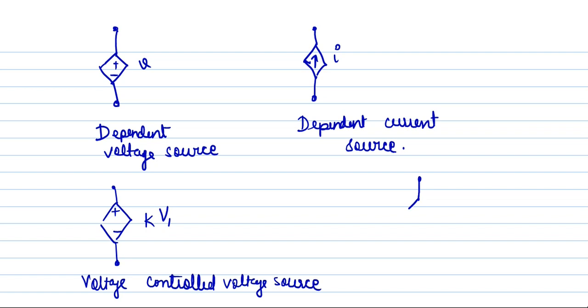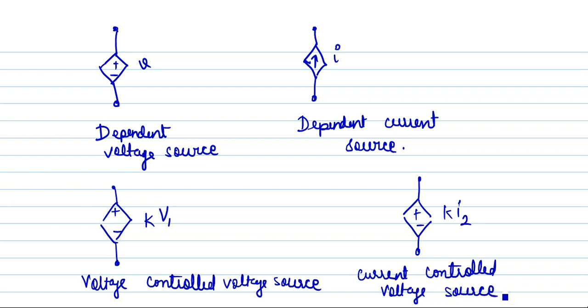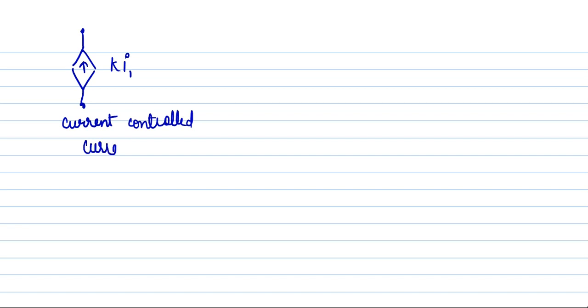Next symbol will be this one. So here again we are having voltage source, but it is being controlled by current, so its name will be given as current controlled voltage source. In a similar manner we will have two more. So this is the current source and it is being controlled by this current. So it will be called as current controlled current source.